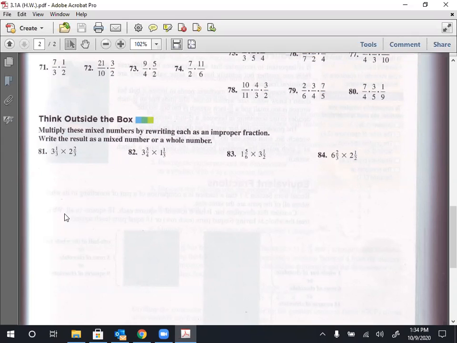This gives me 10 over 3 times 8 over 3. Then I'm going to do what I did in the last section and multiply it together. 10 times 8 is 80. 3 times 3 is 9. Now, here I don't get to stop. I have to divide it, because they told me that I have to. So 80 divided by 9 is what?